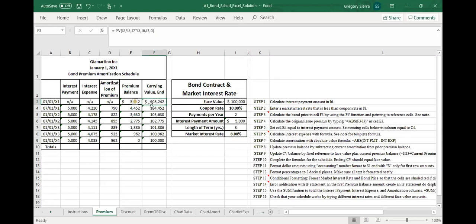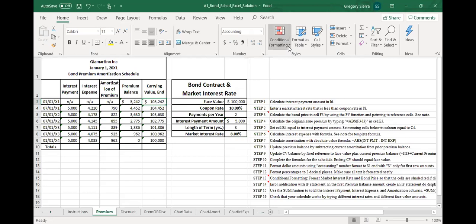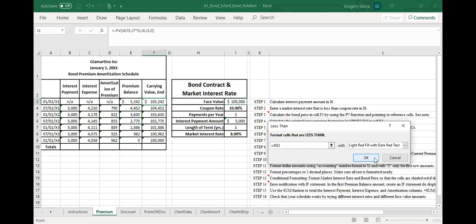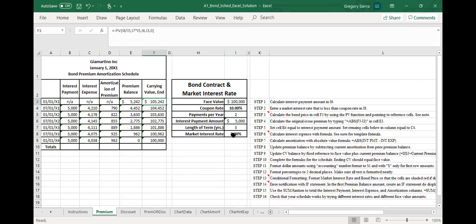Okay, so the bond price, conditional format, home, conditional format, highlight cell rules. If it's less than this fair value, okay, so if we put in 12% again, both of those light up.